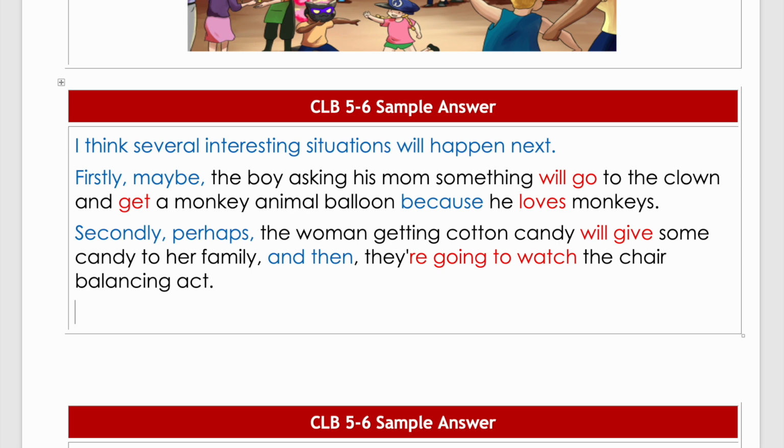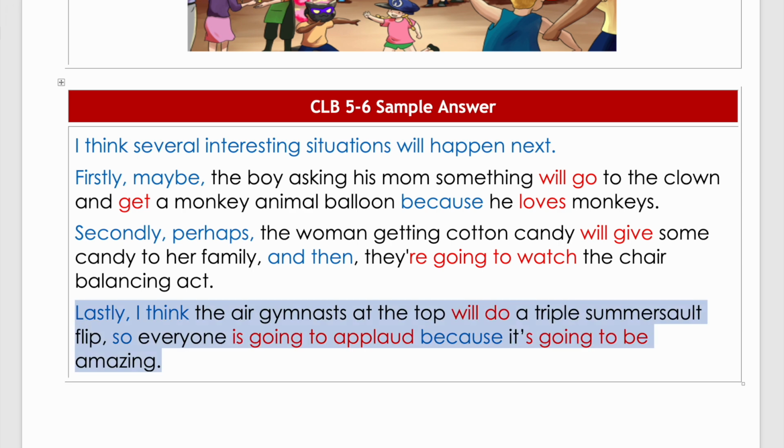The most important part is about saying ideas and saying them with good sentence structure and definitely using "will" and "going to." For this part, it's very important.